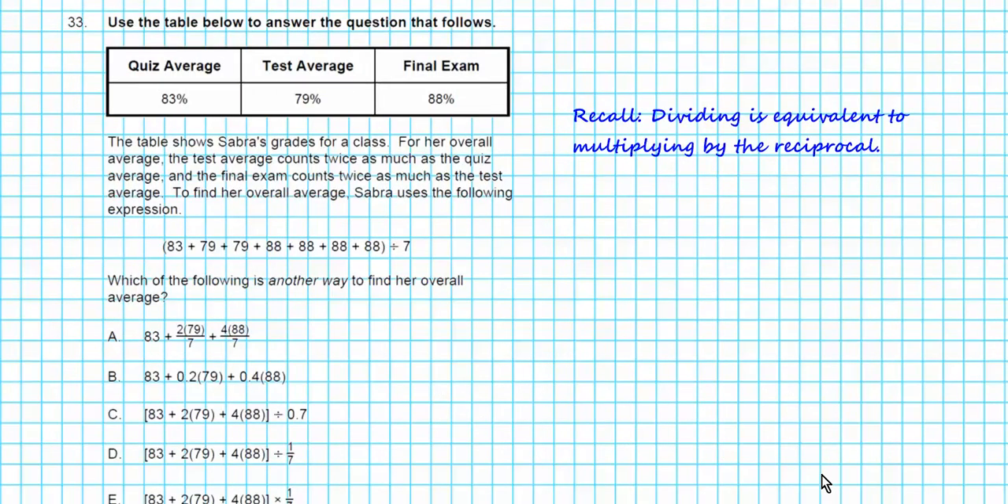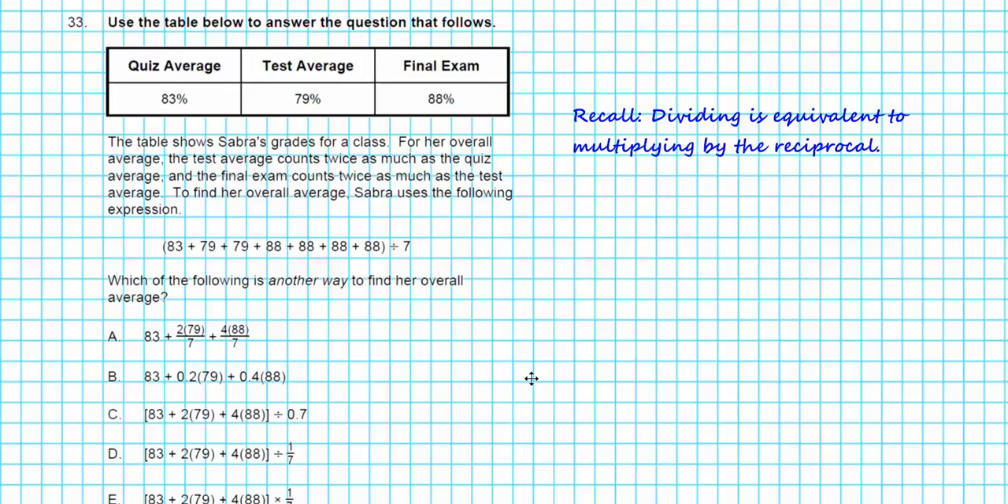All right, let's take a look at number 33. It says use the table below to answer the question that follows. So we have a quiz, test, and final exam averages. It says the table shows Sabra's grade for a class. For her overall average, the test average counts twice as much as the quiz average, and the final exam counts twice as much as the test average. To find her overall average, Sabra uses the following expression: 83 plus 79 plus 79 plus 88 plus 88 plus 88 plus 88 divided by 7. Question, which of the following is another way to find her overall average?